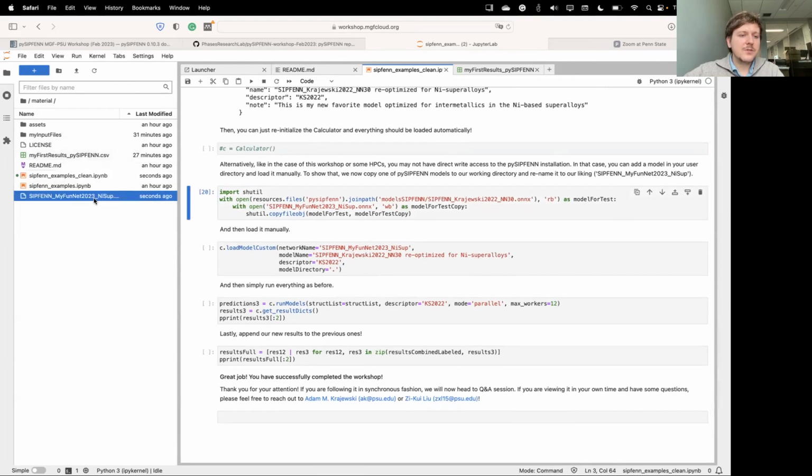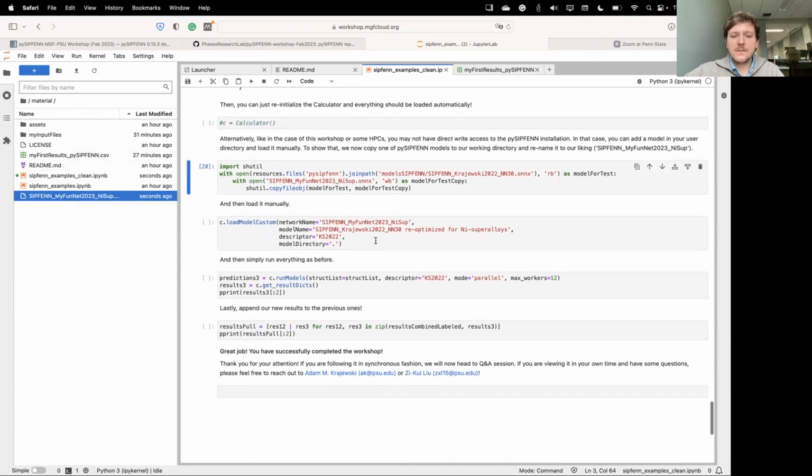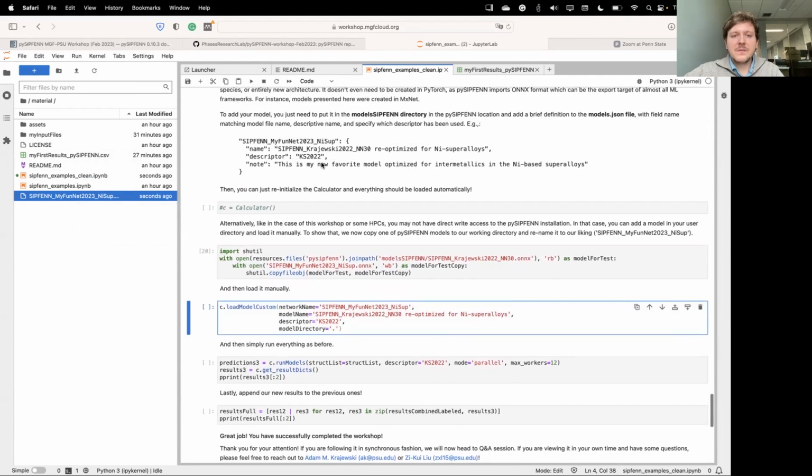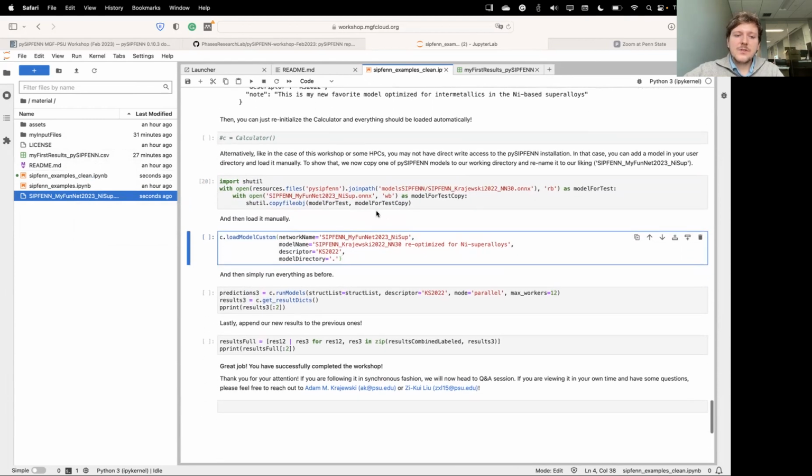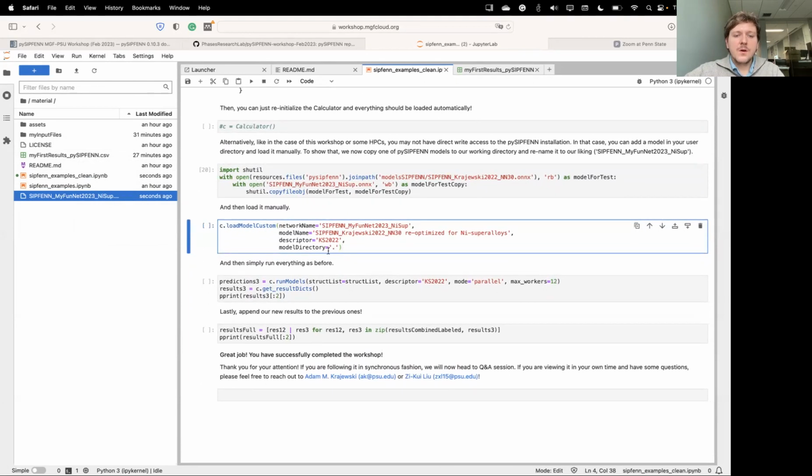And the model appeared here in your directory where we are working. And now, again, we are not able to modify the models.json file, but after adding this model here, we can add it to the calculator by loading it in a custom fashion, specifying the network name, which has to correspond to the file name here, model name, which is explaining what it is, and this is what's going to show up when we load it, and what kind of descriptor it uses, and where it is. A dot indicates that we are looking for the working directory or our home directory where we are working.